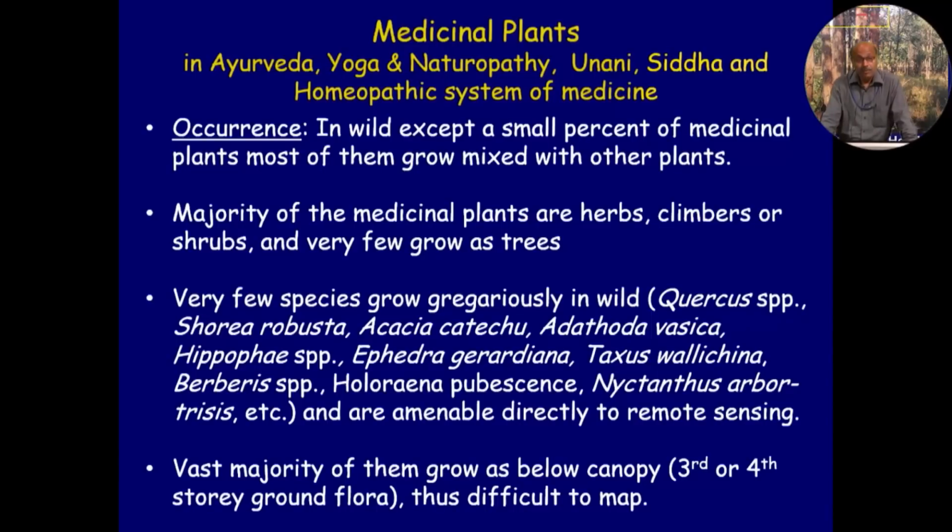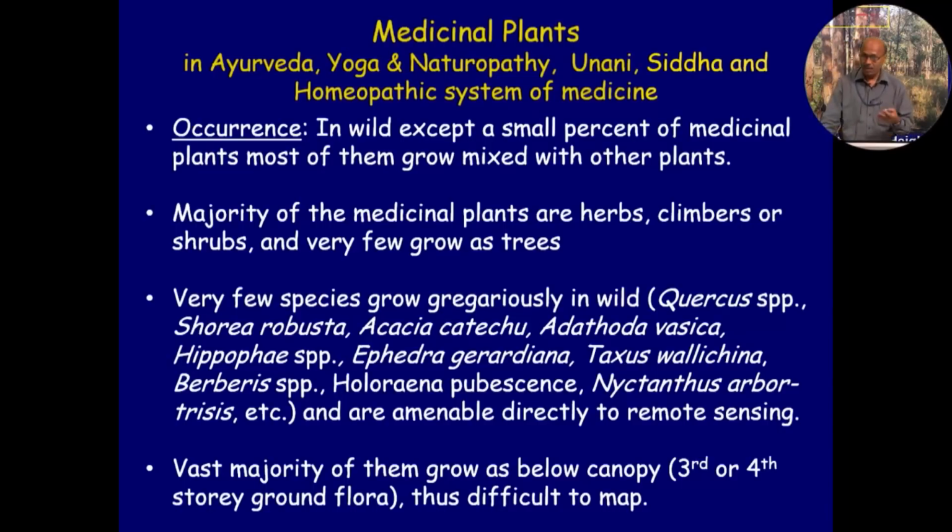At the same time, I think this is only maybe 1 or 2% of the medicinal plants which you can map. Most of the other plants are either grown or found mixed with other species. So, there I need to do more field work. That is important, and that's what I have written here.